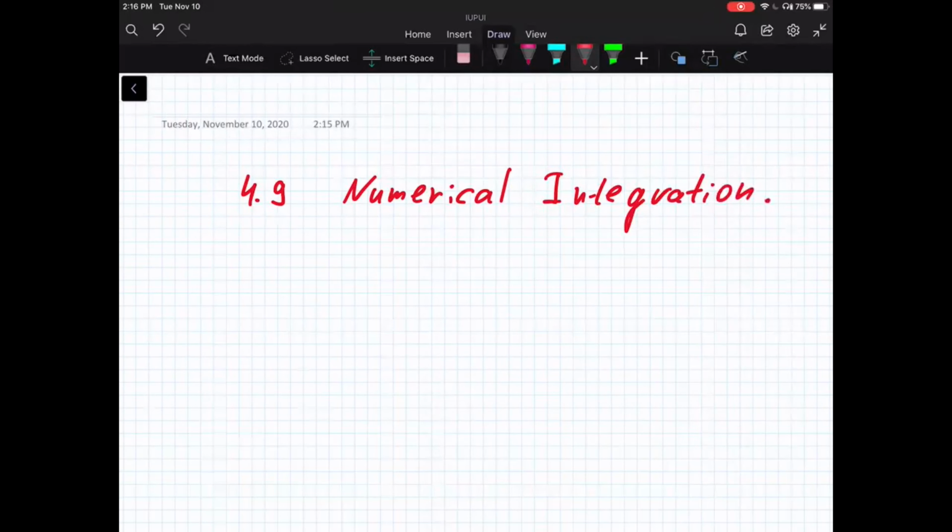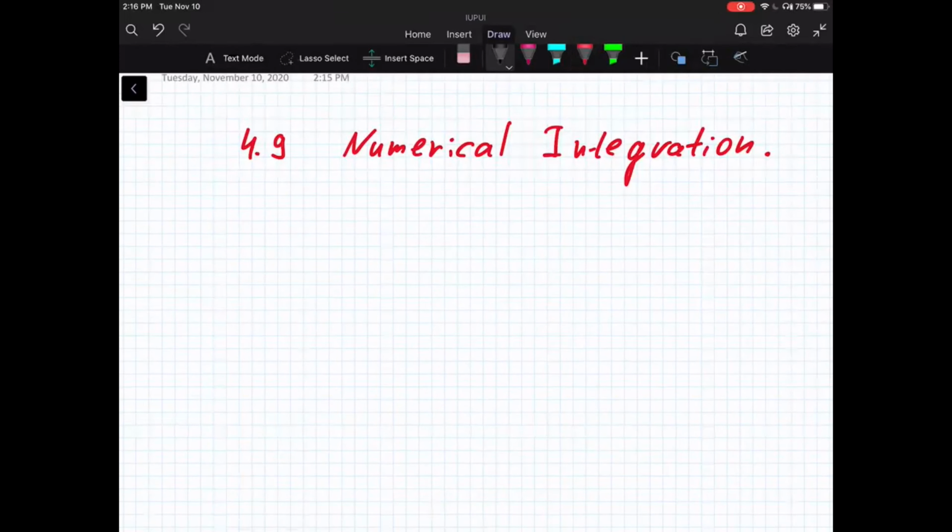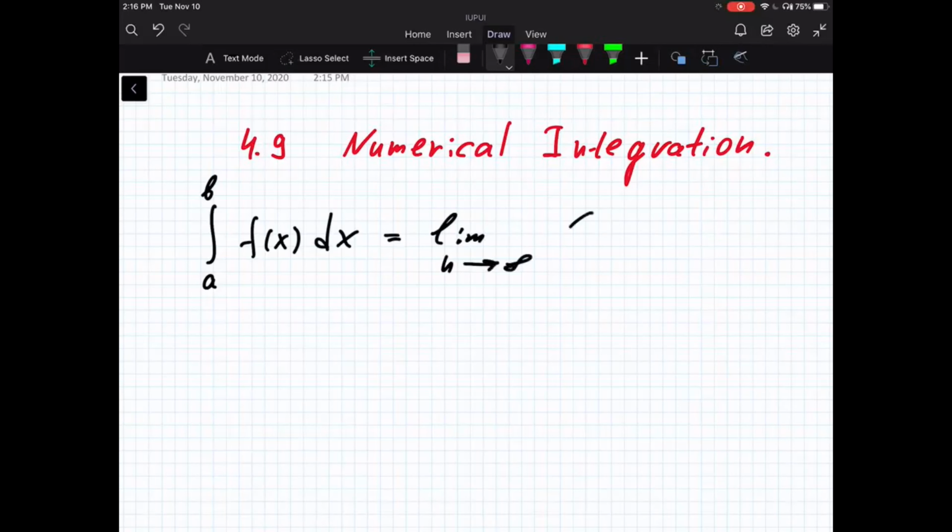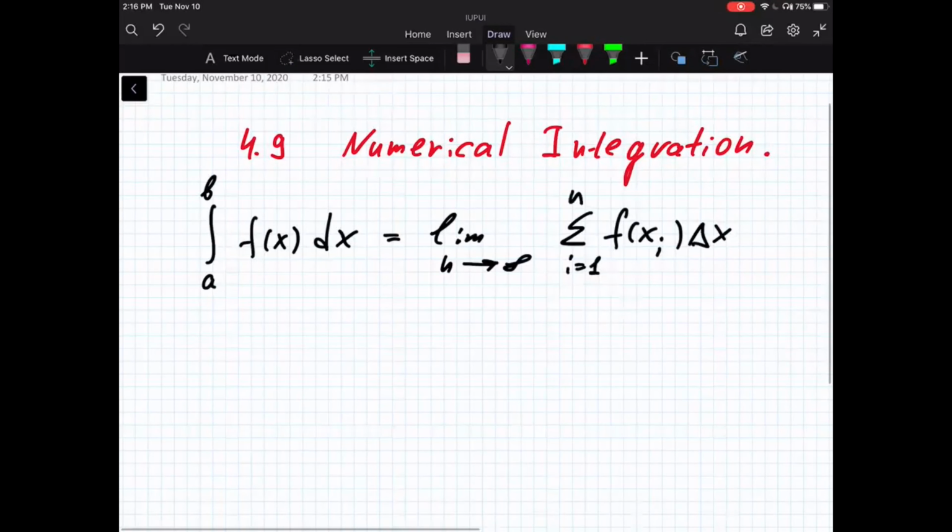Section 4.9, numerical integration. So remember that our definition of the definite integral is the following. The integral from a to b of f of x dx is the following limit when n goes to infinity: summation f at some point xi, delta x, i running from 1 to n.